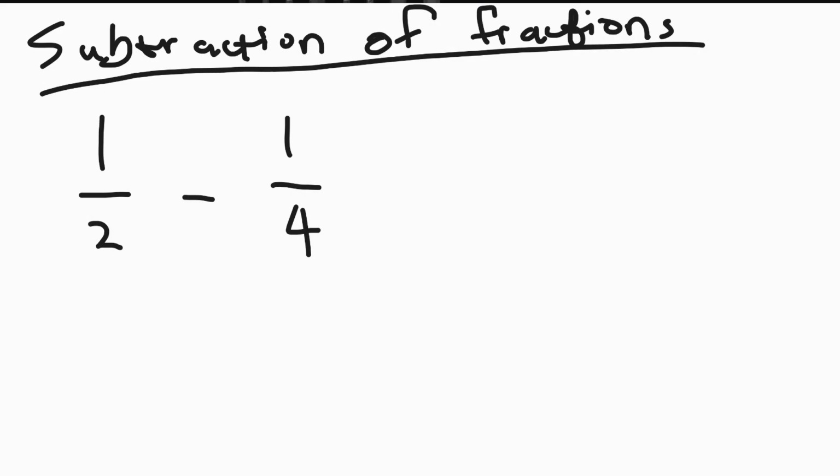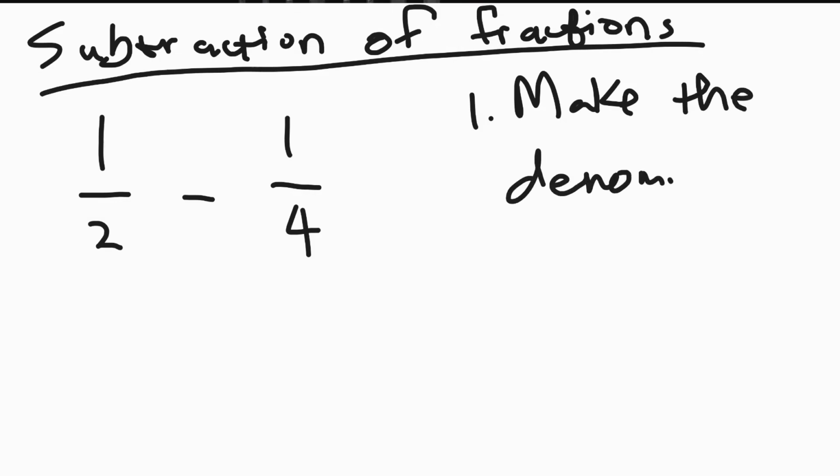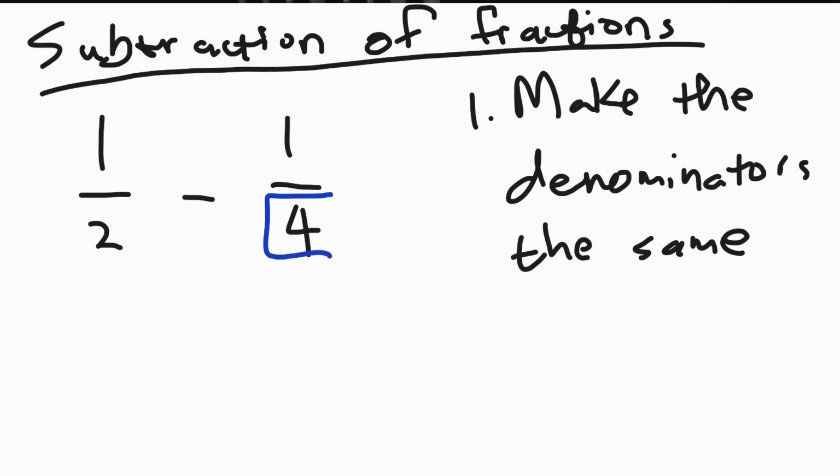Okay, so number one, we make the denominators the same. Okay, make the denominators the same. As we can see here, guys, they are different. Okay, they are not the same. But how do we go about making them the same? We find our lowest common multiple.